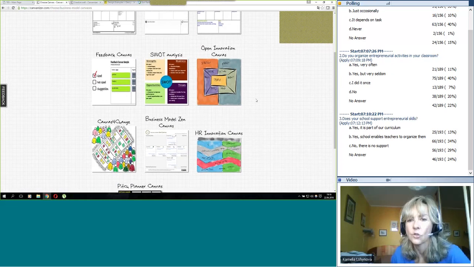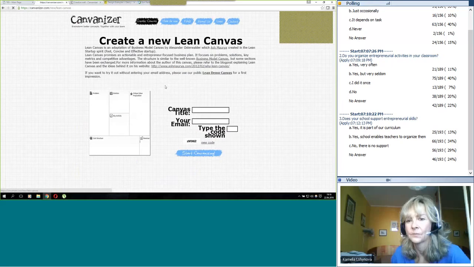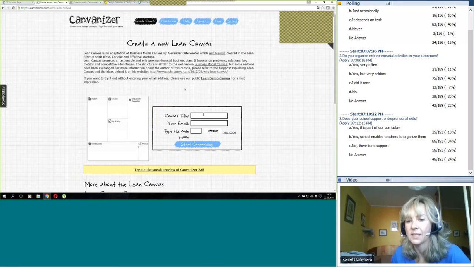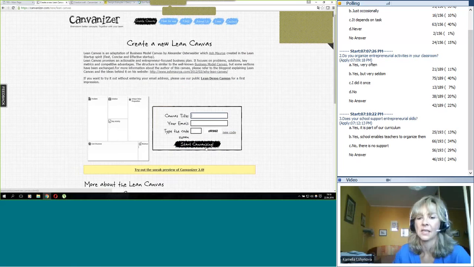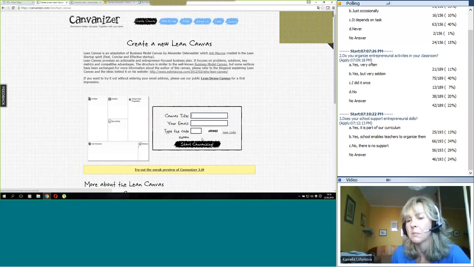And you can just choose, when I click on the lean canvas and write a title, email and this code, and then when I click on start canvanizing, then I get the email with the link to my canvas and even the link to editable link, and that I can share and invite others to join and create canvas together. It's like a very simple business plan. And there are lots of others.